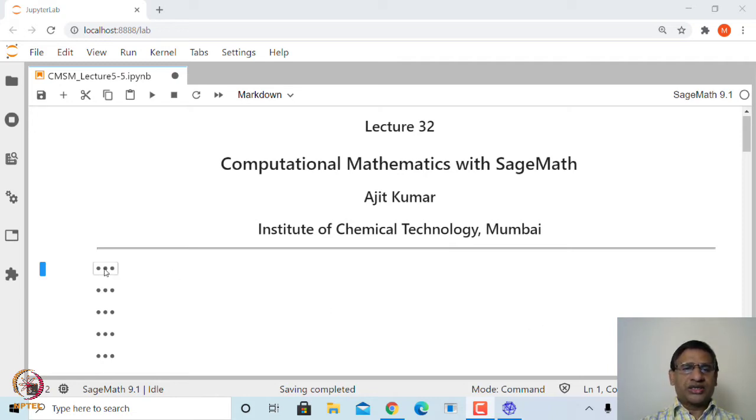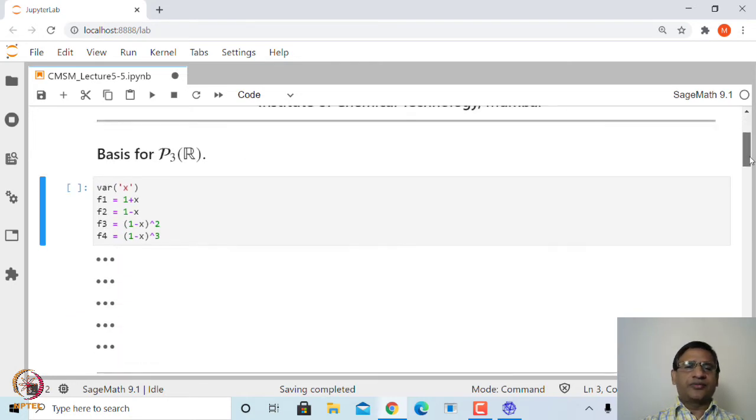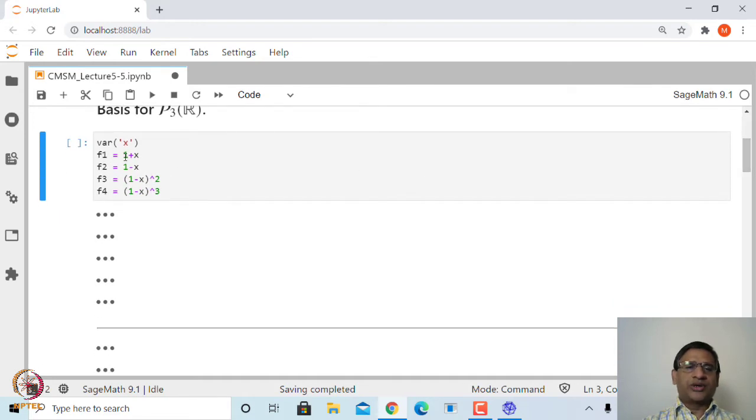Suppose we want to work with the set of all polynomials of degree less than or equal to 3. This is P3R, the set of all polynomials of degree less than or equal to 3 over R. This is a vector space over R, and let us say we define 4 vectors in this: F1 is 1 plus x, F2 is 1 minus x, F3 is 1 minus x cube, and F4 is 1 minus x to the power 3, and we want to check whether this is a basis.